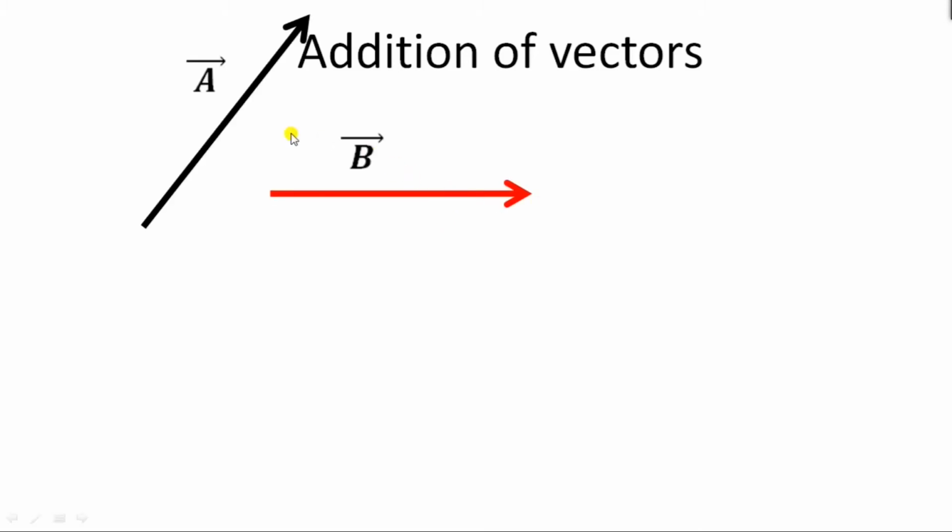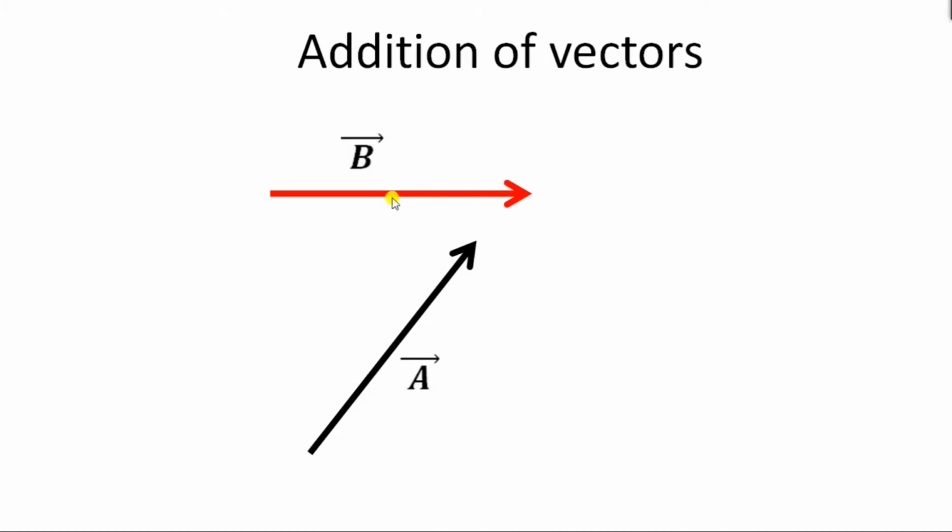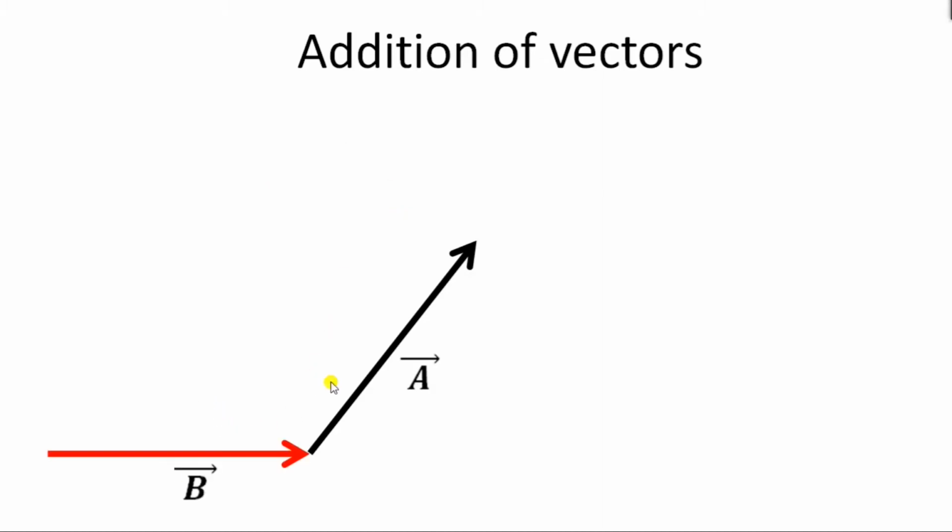Now we will add two vectors having different directions. I'll shift this A down and I'll shift this B here, so that the tail of one vector and the tip of the other vector come together. Then the resultant of these two vectors will be the vector starting from here and ending here. So this is the resultant vector, and this process of adding two vectors is called the triangle law.